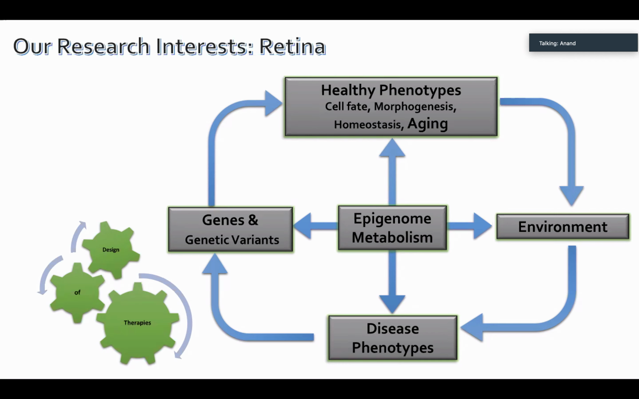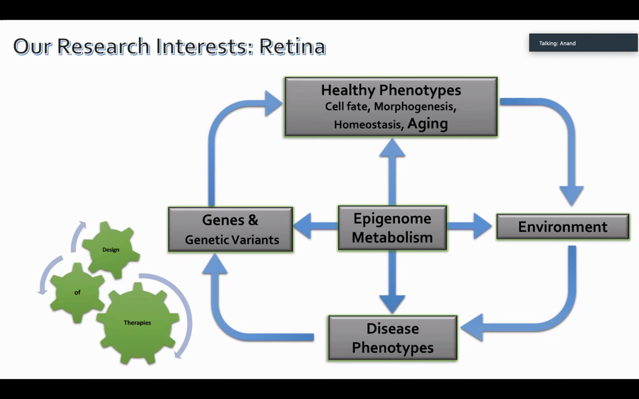We look at healthy phenotypes and we look at disease phenotypes. And you can see I put aging as part of the healthy phenotypes. After all, disease is when you have to go to a doctor and say, okay, doc, I can't see or I can't breathe or whatever. But that's not the case in healthy aging. That's what we like to call it.